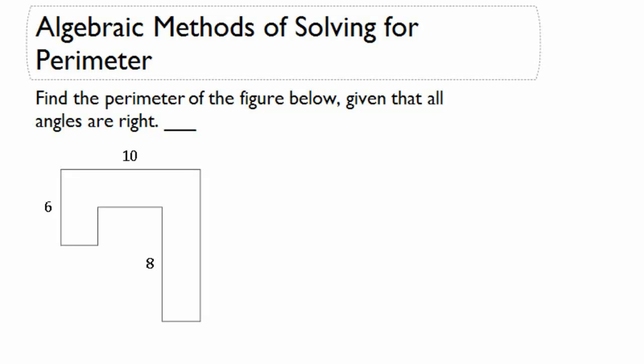Now let's talk about how to use an algebraic method for solving for perimeter. We want to find the perimeter of the figure below, given that all angles are right. The first thing I'm going to do here is label the sides so that I know what I'm talking about.